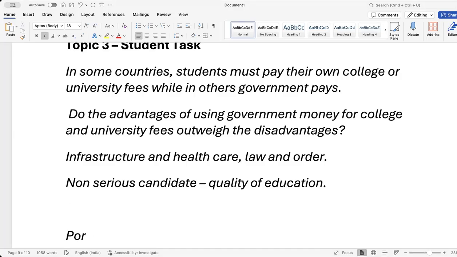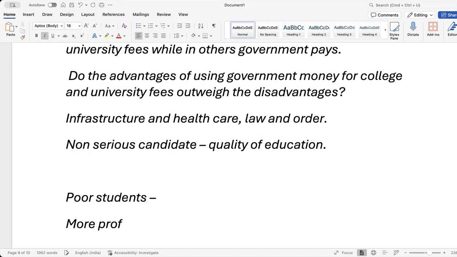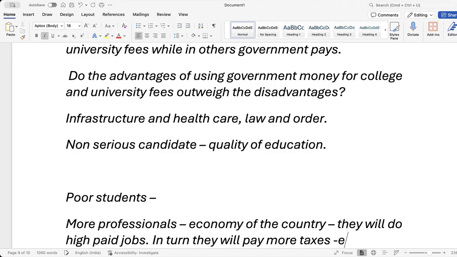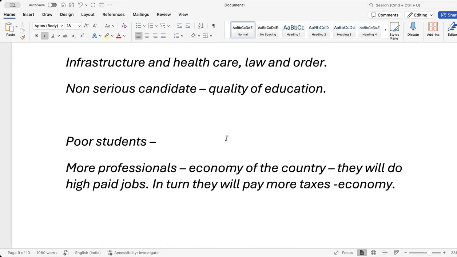You said poor students also, those who cannot afford it also get it. Okay, then there will be more professionals, college educated professionals, which will be better for the economy of the country because they will do better jobs, they will do high paid jobs, and in turn they will pay more taxes, which will be beneficial for the economy, right, like that. Okay. Someone also said R&D, research and development is also more if there are more college educated people. Yes, there is more research and education also.